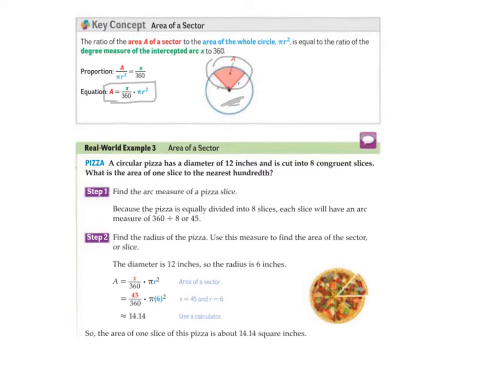Okay, so in example 3, what have you been told? You've been told that the diameter is 12, so your radius is 6, and you've got 8 congruent slices, but it doesn't give you what the angle is. But if you do 360 divided by 8, your angle is 45 degrees. So now you can swap that with what you've got here: 45 over 360 times pi times 6 squared. Put it all in your calculator, but make sure you use parentheses, and you'll finish up with 14.14. Is that the correct answer? Well, it's asking you to the nearest hundredth, so it needs to be 0.14 at the end anyway.